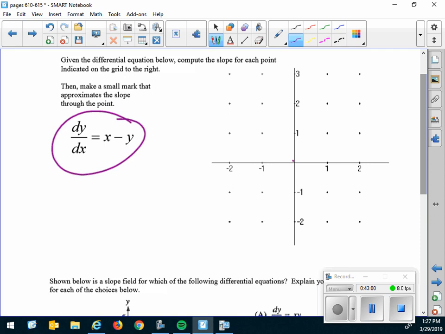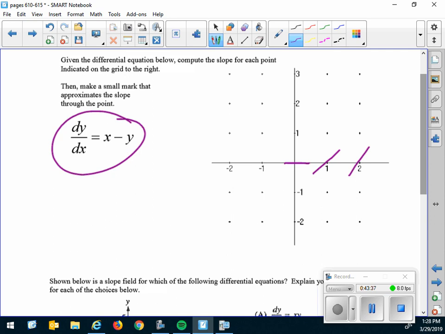Let's go to the point 0, 0. What's the slope at 0, 0? What's the slope at 1, 0? 1 minus 0. At 2? 2 minus 0 is 2. Just make that steeper than the one you have at 1. Now, we can't do what we did last time, which was say, oh, all of these on the y-axis have the same slope, because they don't, because we have x and y affecting the slope.